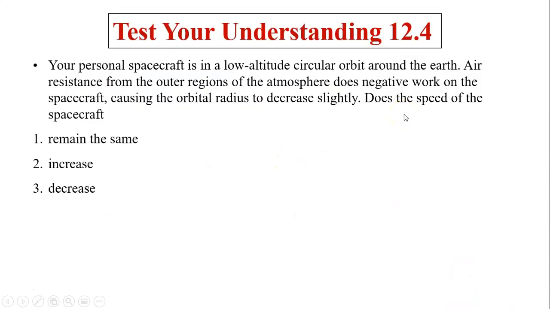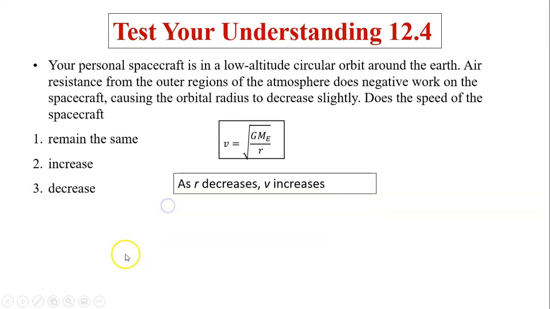Test your understanding. Your personal spacecraft is in a low altitude circular orbit around Earth. Air resistance from the outer region of the atmosphere does negative work on the spacecraft, causing the orbital radius to decrease. Does the speed of the craft increase, decrease, or remain the same? Remember, the orbital speed equals square root of GME over r. As r decreases, what's going to happen to v? It has to increase, right?